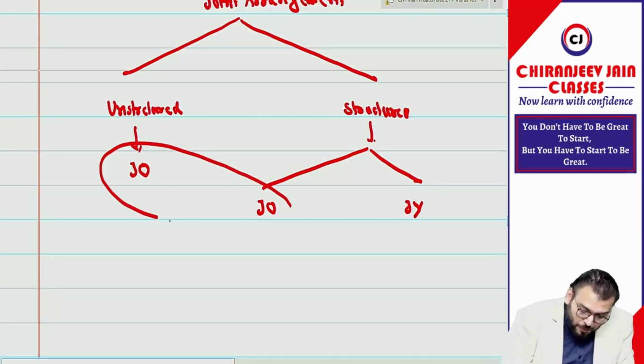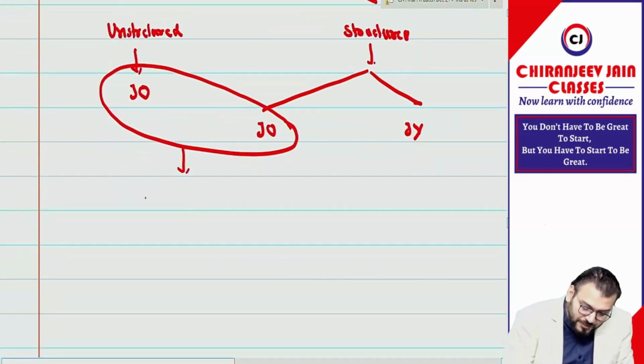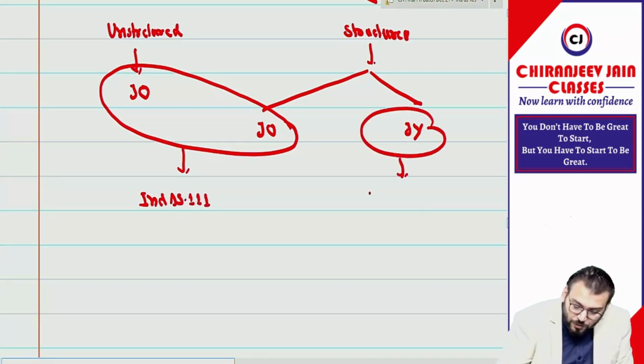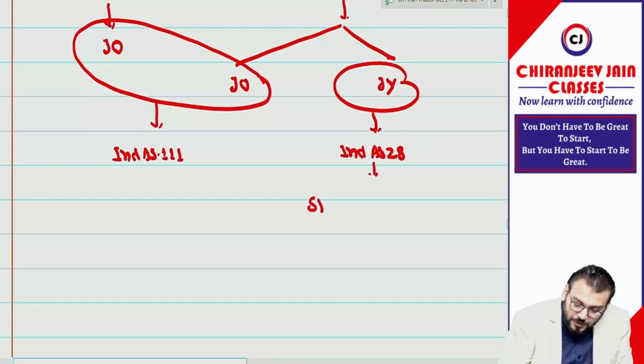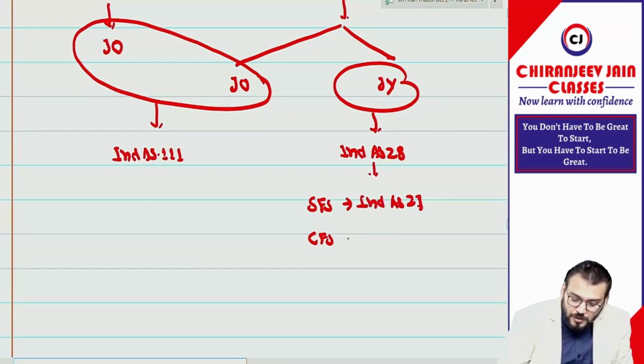Now, for joint operation, accounting treatment is given under Ind AS 111. And for joint venture, we need to go to Ind AS 28. For SFS, Ind AS 27 will apply. You remember? And for CFS we will apply Ind AS 28. Equity method, you remember? Equity method, and this is cost price.